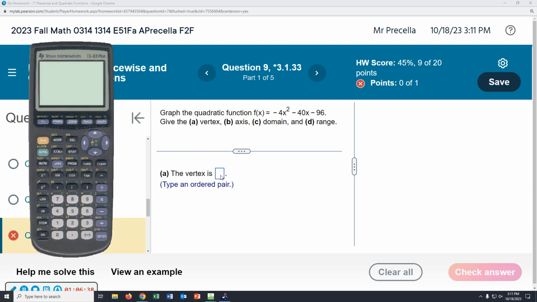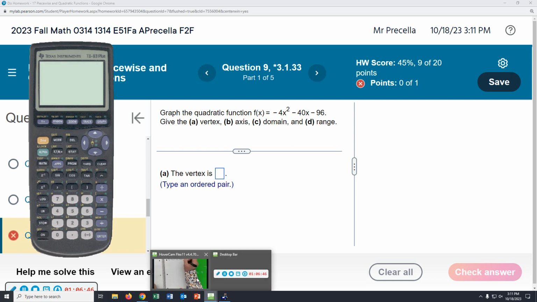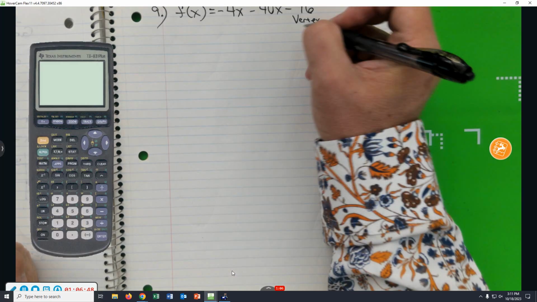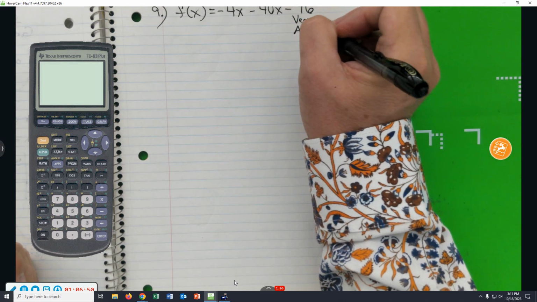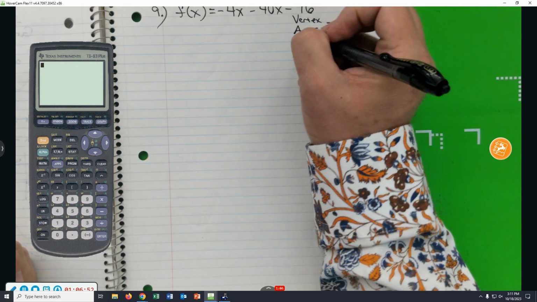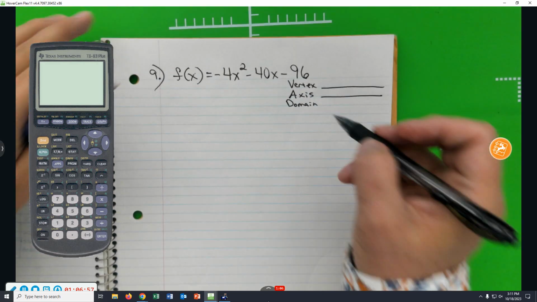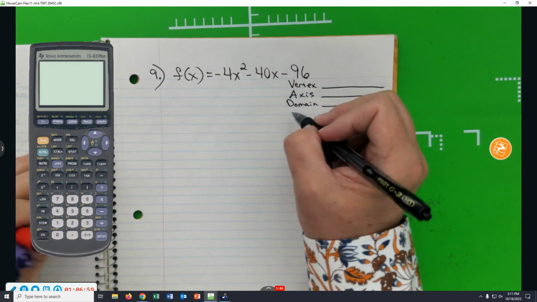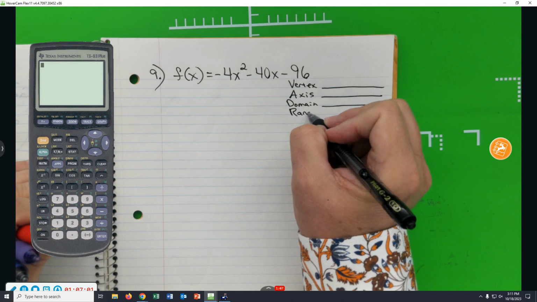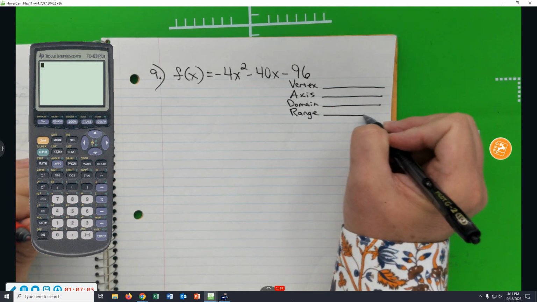And you know what I'm going to do? Find the vertex. I'm going to do something else right here. I'm going to write vertex and draw a line. Axis. So remember what we have to do. Domain and range.